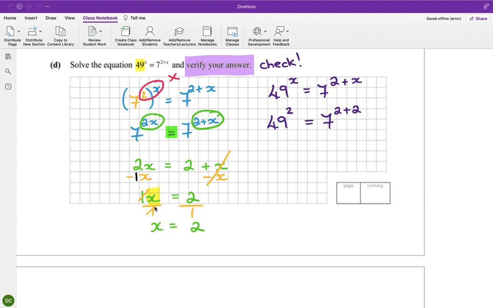So according to me, 49 to the power of 2 should be the same as 7 to the power of 4. Okay, so 49 to the power of 2, my calculator says is 2401. And 7 to the power of 4 is 2401. So it works.